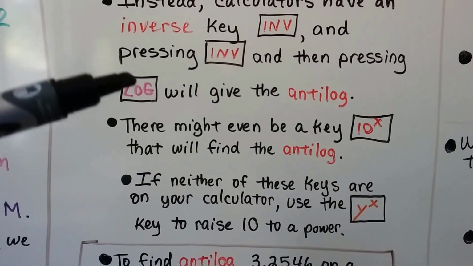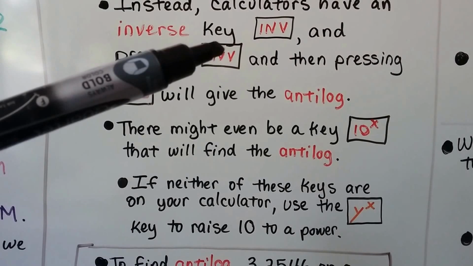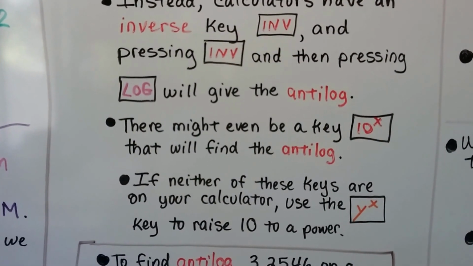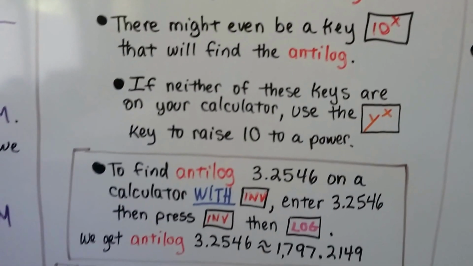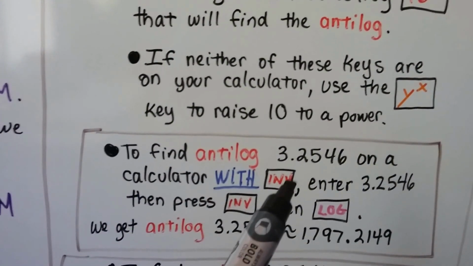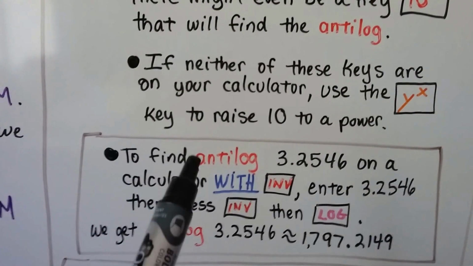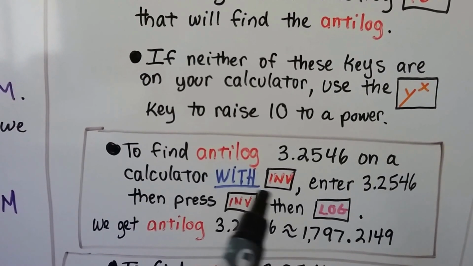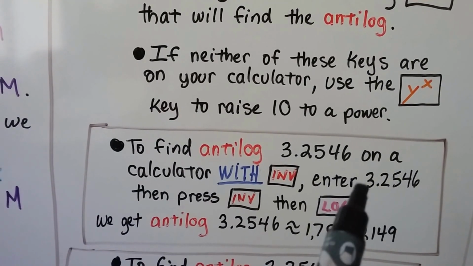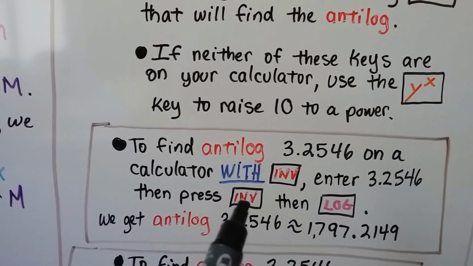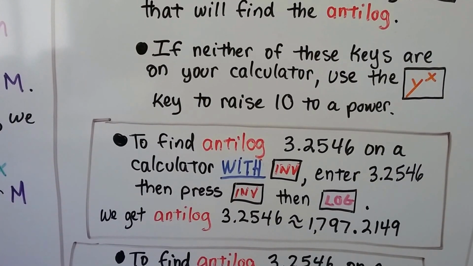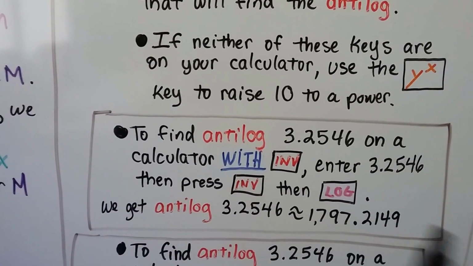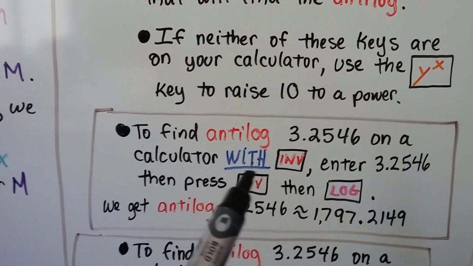Now, if neither of these keys, 10 to the x or the INV key, are on your calculator, you can use y to the x. You can raise 10 to a power. So here's what you're going to do with the INV key on the calculator. If we want to find the antilog of 3.2546 on a calculator with that INV inverse key, we enter that number and then press INV and then press log. And it'll tell us it's approximately 1,797.2149.